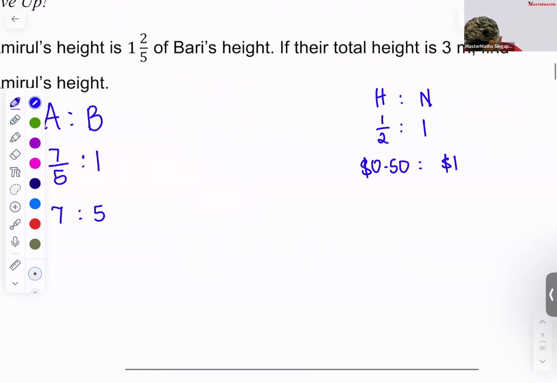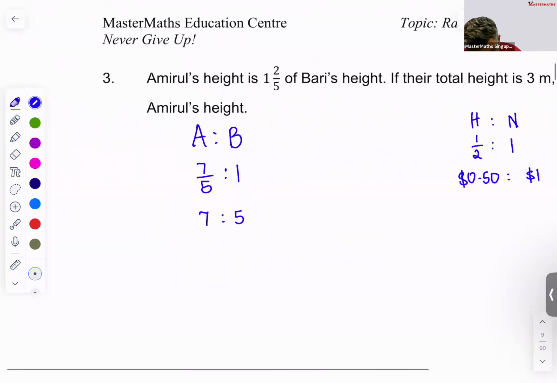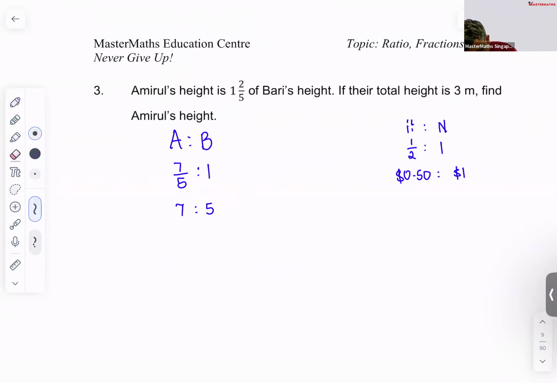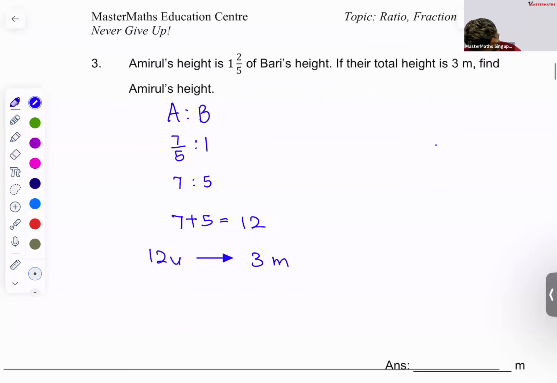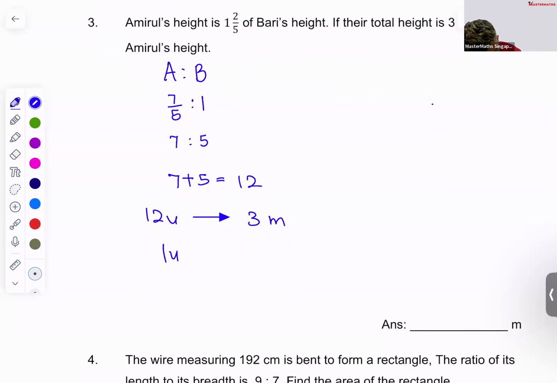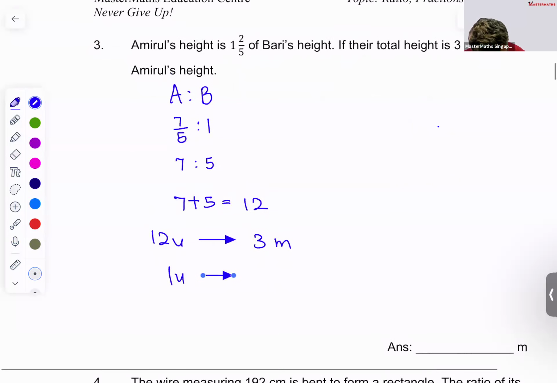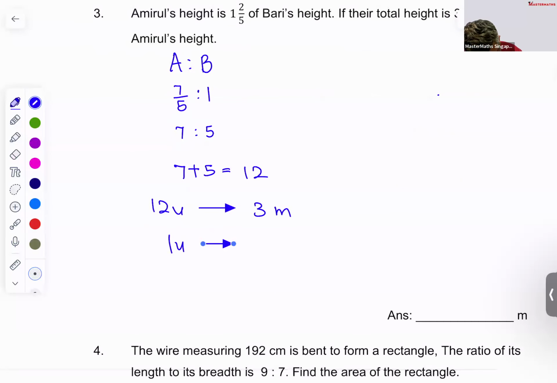If their total height is 3 meters, find Amirul's height. So this is where your calculator comes in. Total 7 plus 5 is 12. 12 units is 3 meters. Press your calculator, 1 unit. 7. So 3 divided by 12. What's the answer?